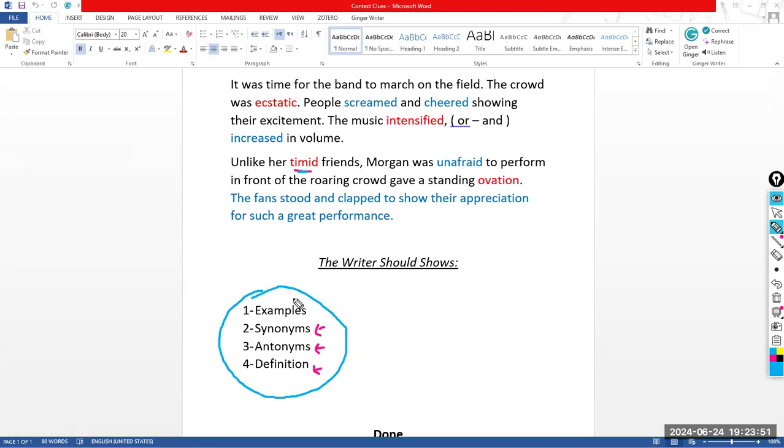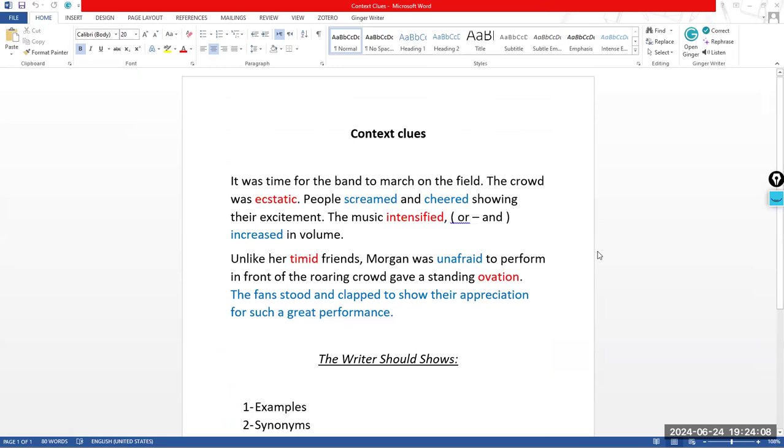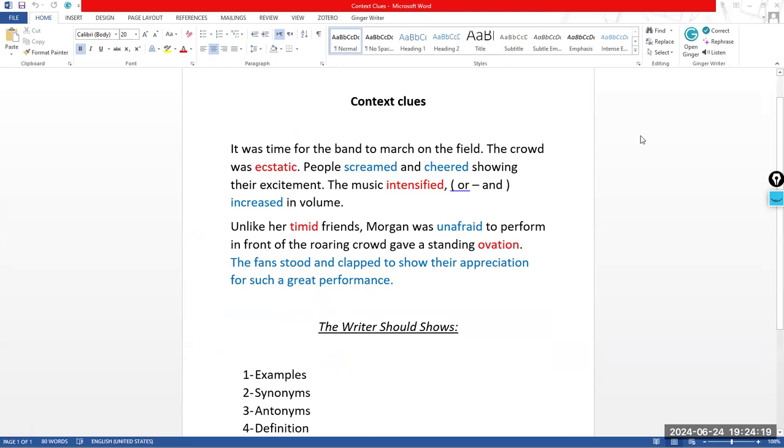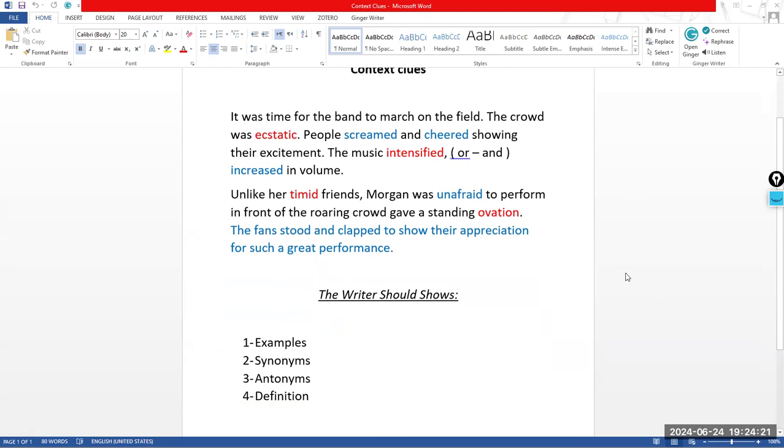Now let me show you how the writer is going to use these four skills for any piece of writing to be professional. What do I mean by examples? What do I mean by synonyms, antonyms, or maybe definitions? Let's imagine that we have a writer and this writer wrote this paragraph. Now let's read the paragraph and let me show you every skill the writer is going to use.